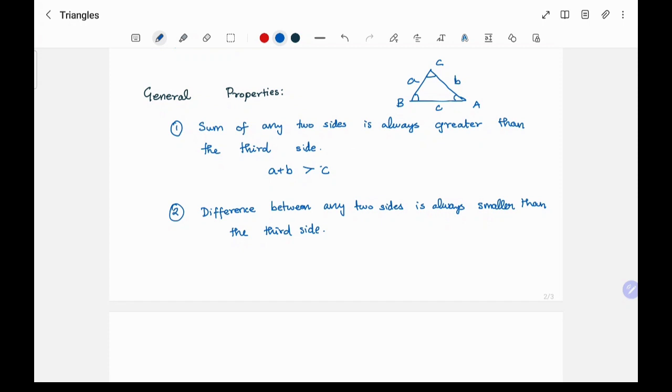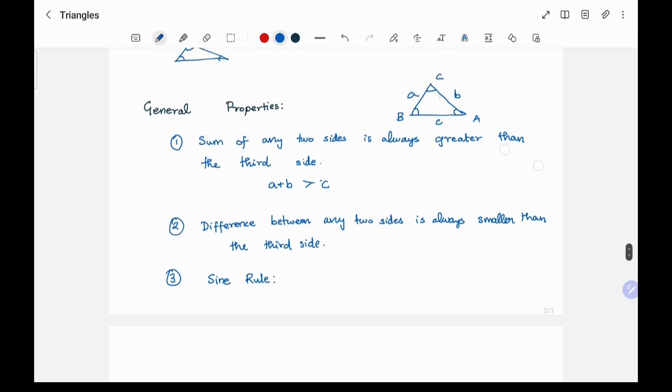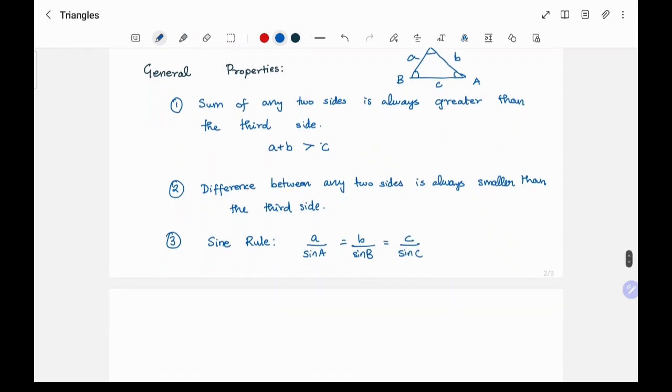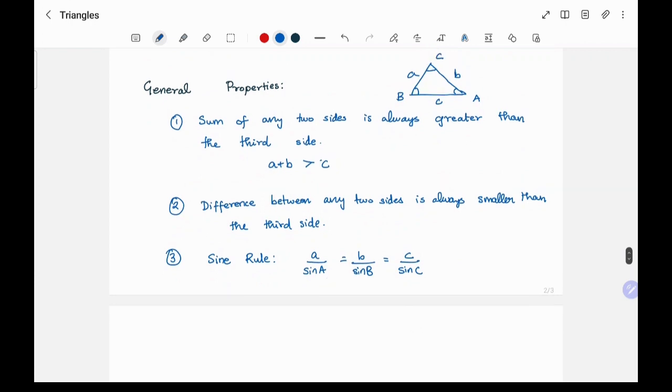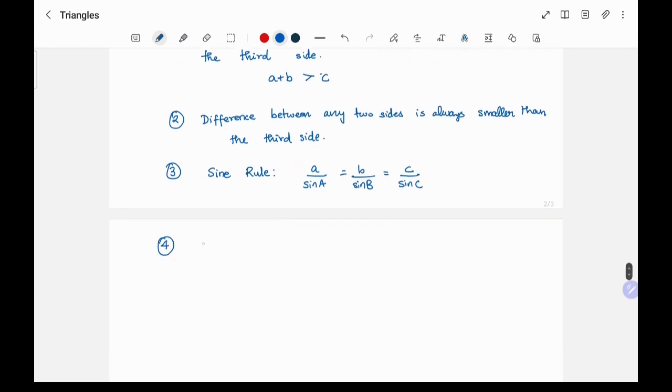Okay. So the third property is called the sine rule. In this triangle, we can get a by sine of A is equal to b by sine of B is equal to c by sine of C. I'm not giving the proof of it right now, but later we'll see how to derive this as well. Okay, this is called the sine rule. Fourth is the cosine rule.